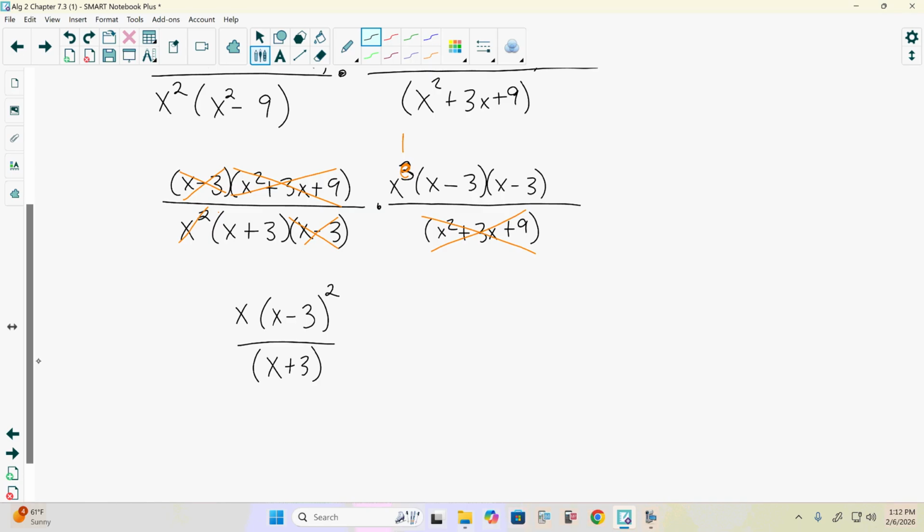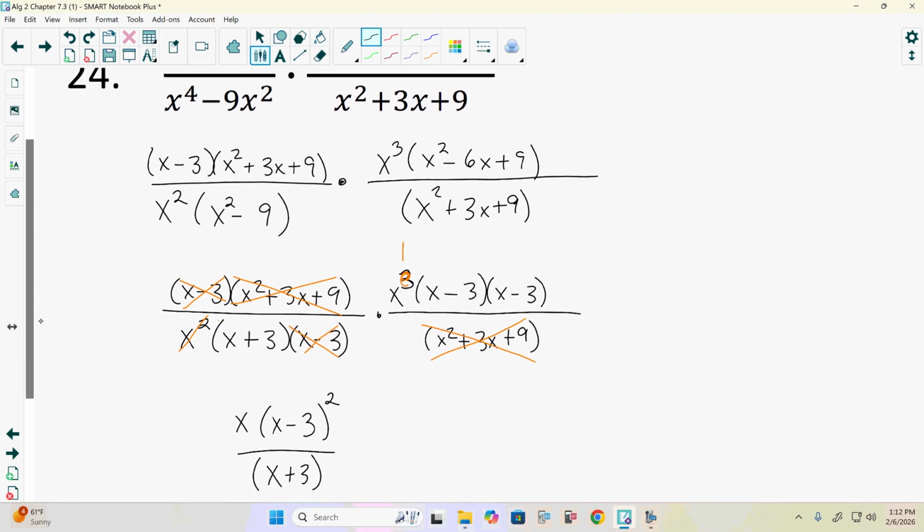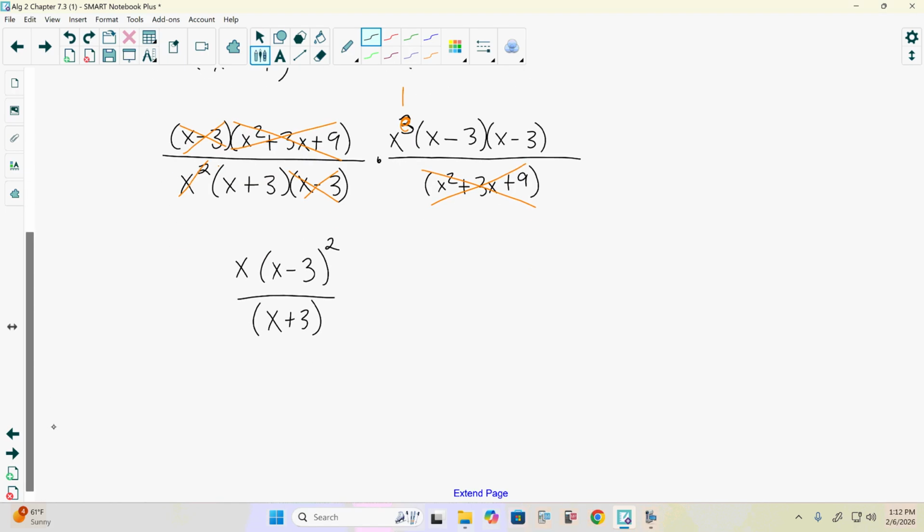So not everything on the top and bottom simplified out completely. We still have the x minus 3 and x minus 3, because x minus 3 and x minus 3, there is no plus. That's as far as it goes. Now at this point here, there's no reason to multiply x minus 3 by x minus 3 to get back to x squared minus 6x plus 9. It's the same thing. Questions?